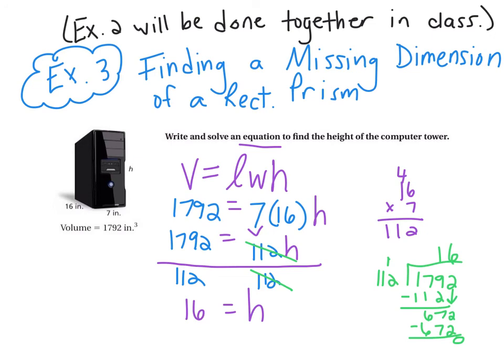Or more specifically, we would say the height of the computer tower is 16 inches, and we're going to not cube it this time because remember the overall volume is cubed, so it would just be in regular old inches.